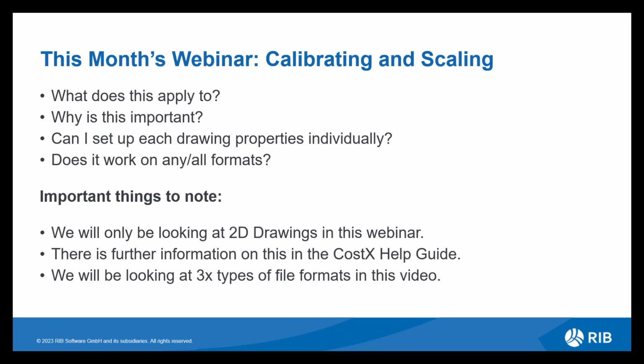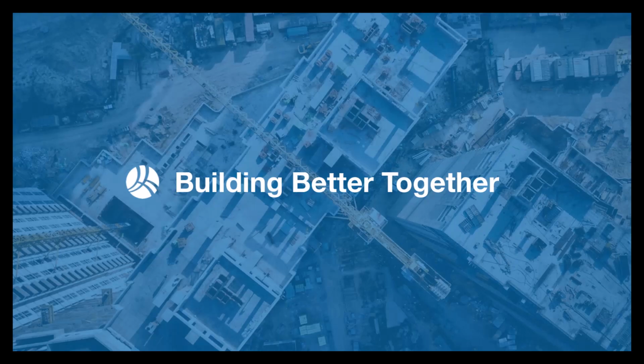So a couple of things to note, we will be focusing on 2D drawings in this video, as 3D models have the intelligence to scale themselves and CostX can read that, so you don't need to set the scale yourself. There is some further information and a step-by-step guide in our CostX help guide. All you need to do to access that is either click the question mark in the top right corner of the application or press F1 on your keyboard. In this video, we'll be looking at 3 different types of format to give you an idea of scaling methods for each of them that can be applied to other formats as well. So let's take a look at scaling and calibrating.